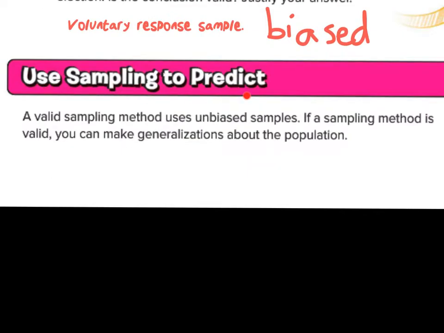Use sampling to predict. So we can use a lot of these samplings that we collect to predict future outcomes. A valid sampling method uses unbiased samples. Okay, if a sampling method is valid, you can make generalizations about the populations or future events and so on, or future trends.